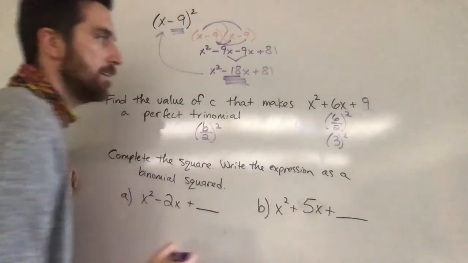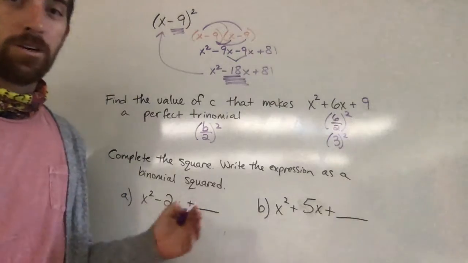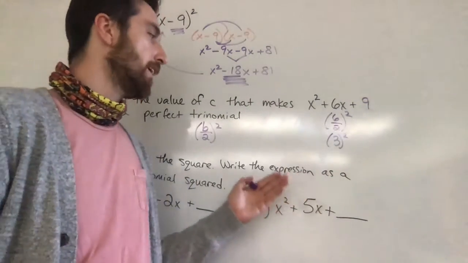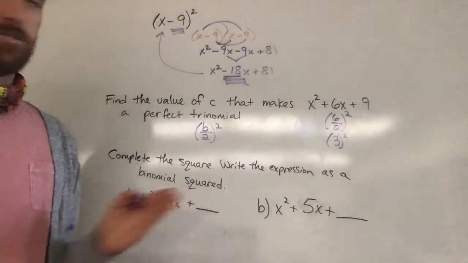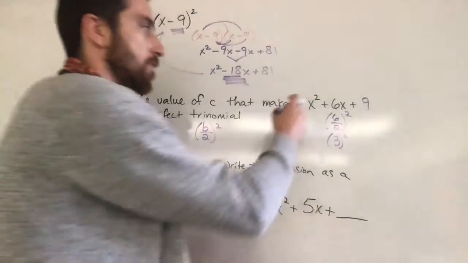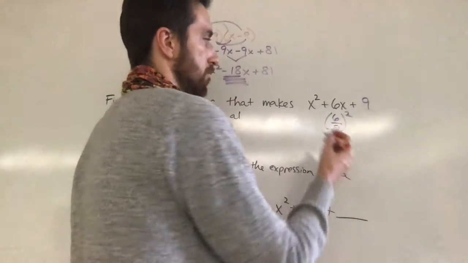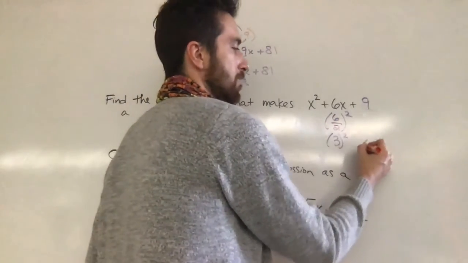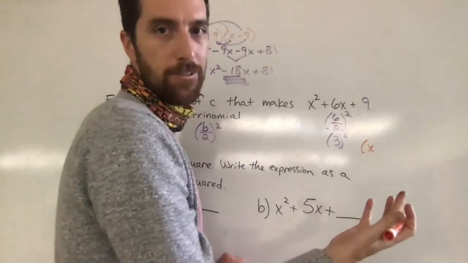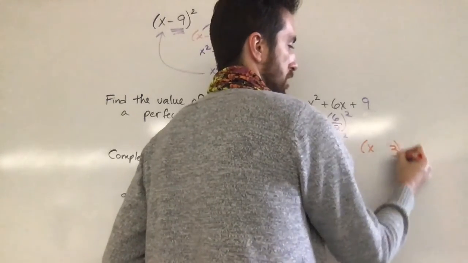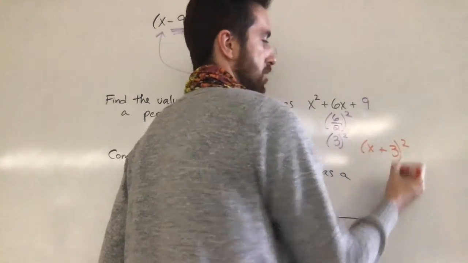Boom, done. Now on the next one, we're going to be doing that, but then we're going to have to write it as a binomial squared. And it's just as easy. We'll start with the one we just did. So there's ways you can find it. The square root of x squared is x. The square root of 9 is 3. So it would just be x plus 3 squared.